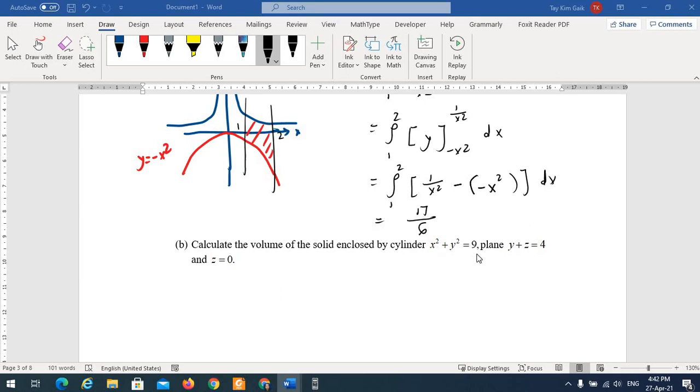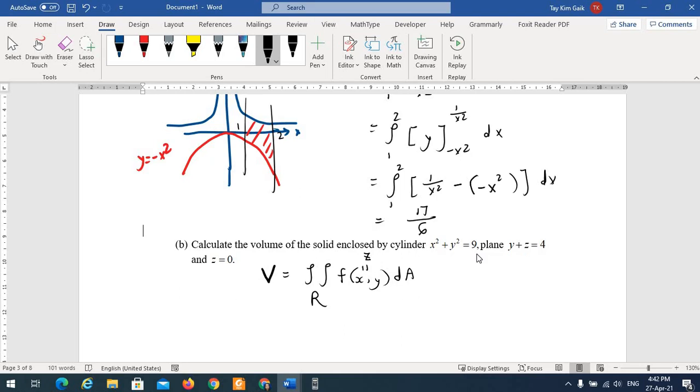To find the volume, we use our volume formula. Volume is a double integral of f(x,y) dA over region R, where f(x,y) is equal to z. So for volume, the integrand is f(x,y), which is equal to z. If it is area, the integrand is 1. Make sure you understand the formula.